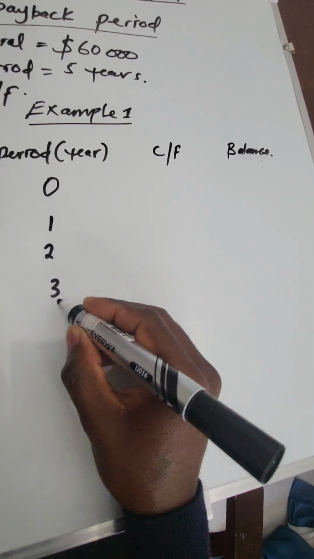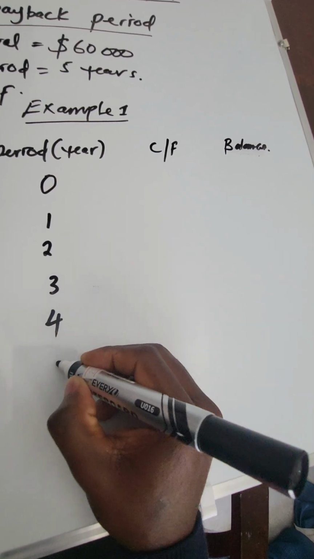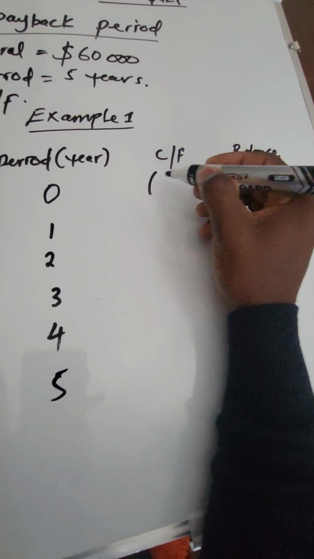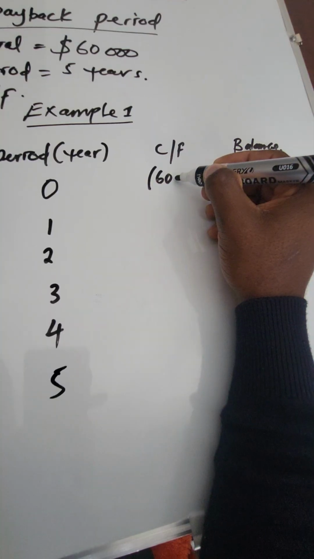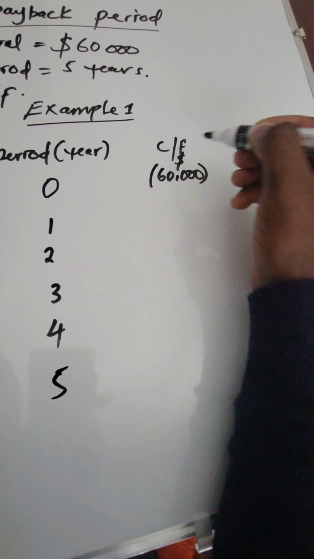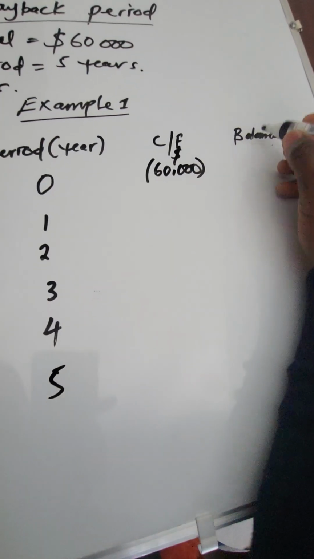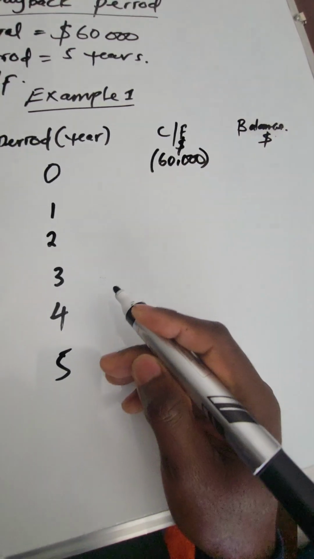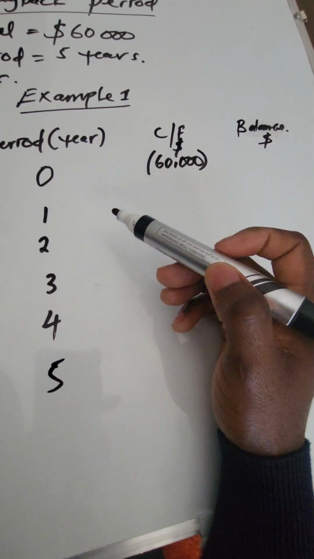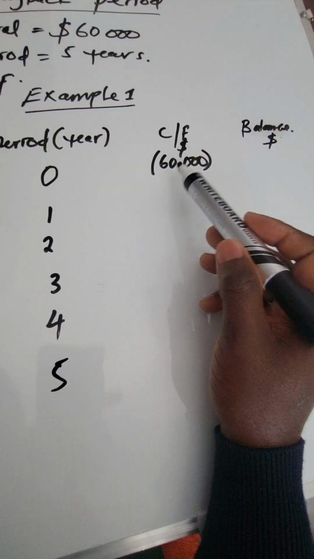4, and 5th year. So in year 0, we know that our initial capital is $60,000. Let's just do that so that our currency is there, the dollar there. So in year 0, we know that our initial capital is 60.